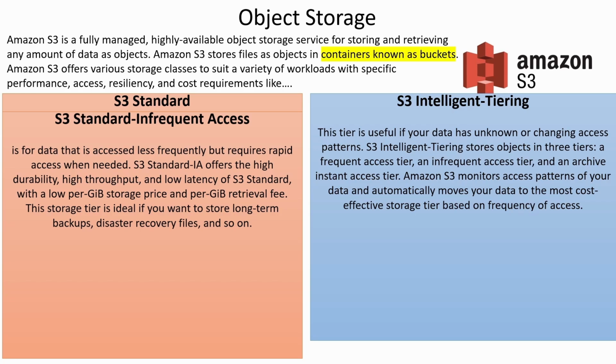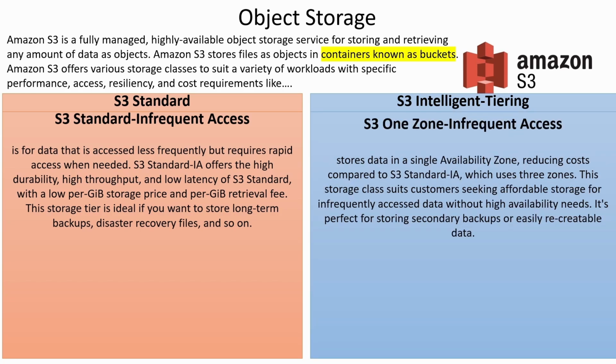Next one is S3 One Zone Infrequent Access. This stores data in a single availability zone, reducing cost compared to S3 Standard-IA, which uses 3 zones. This storage class suits customers seeking affordable storage for infrequently accessed data without high availability needs. It's perfect for storing secondary backups or easily recreatable data.